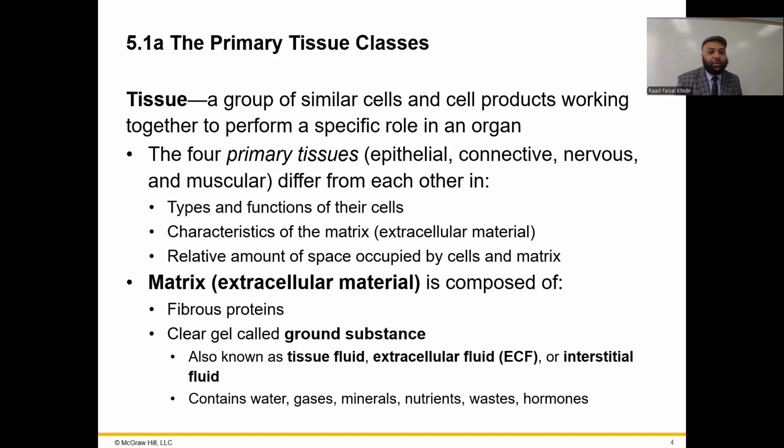The characteristics of the matrix, known as the extracellular material, that is the relative amount of the space occupied by the cells and the matrix. So the matrix is extracellular material that is composed of fibrous proteins, clear gel called ground substance, also known as tissue fluid, extracellular fluid, or interstitial fluid. And that contains water, gases, minerals, nutrients, waste, and hormones.